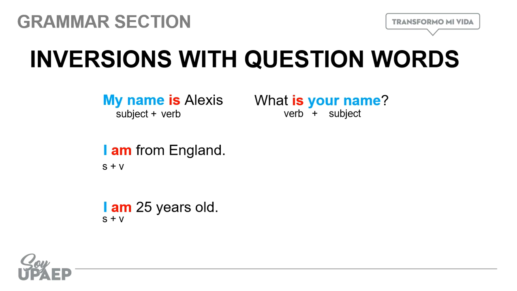Okay? So what is your name? Is is the verb and your name is the subject. You don't say what your name is. You say what is your name. Okay? So that is an inversion.